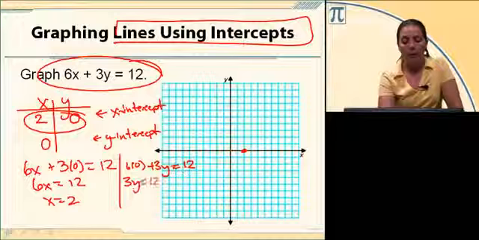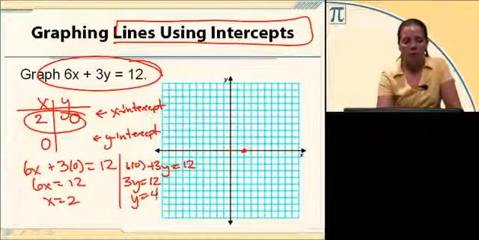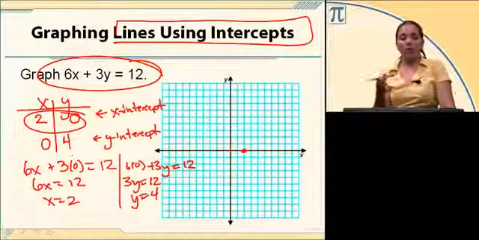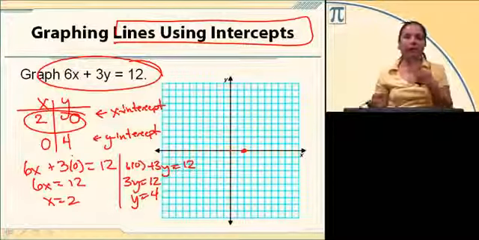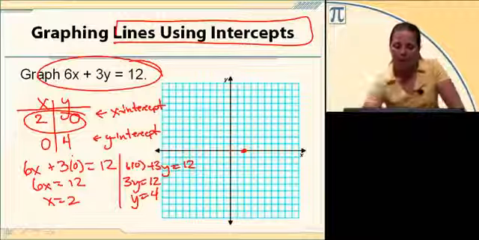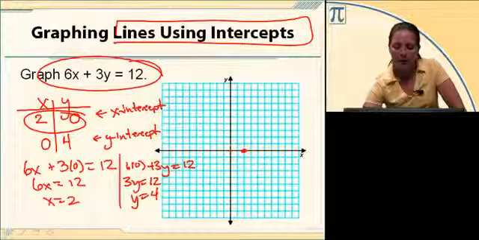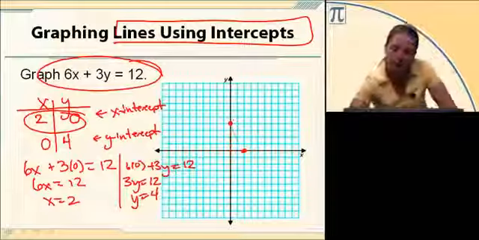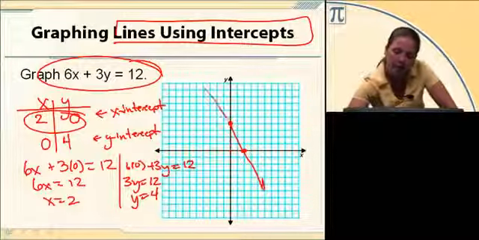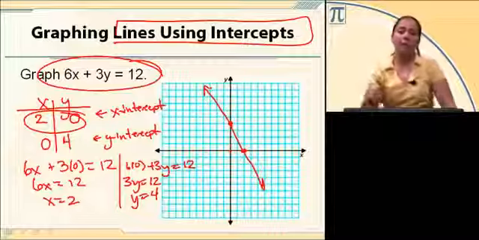Now when x is 0, I have 6 times 0 plus 3y equals 12. Well, if 3y equals 12, y equals 4. So my y-intercept is when x is 0. You always let the opposite variable be 0, and that'll give you the appropriate intercept. I'm going to start at the origin. I'm going to move up 4: 1, 2, 3, and 4. Once again, I suggest using a straight edge to make a nice straight line. Yours will be probably straighter than mine.